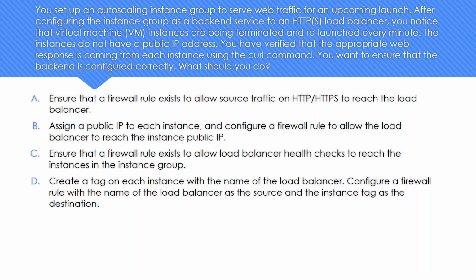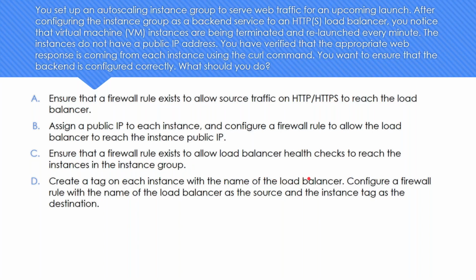The load balancer is one service and virtual machines are another service. There's going to be some set of IPs, net blocks, which we'll talk about more in our networking class: 35 dot something and 130 dot something. There are two net blocks or CIDR ranges. If you whitelist those, you should be able to easily communicate with your internal VMs. So option C looks more appealing than the rest. Option D: create a tag on each instance with the name of the load balancer.